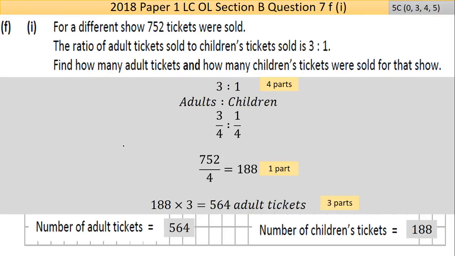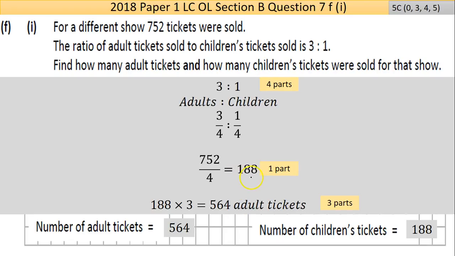But I'm going to go to the answer I've done out here. So I've shown the ratio, adults to children, and then the fraction. Okay. So divide the 752 by 4, and I get 188. And that's 1/4 of the people going. Okay. So you divide by 4 to get a quarter, is basically what you're doing. And that's the number of children.